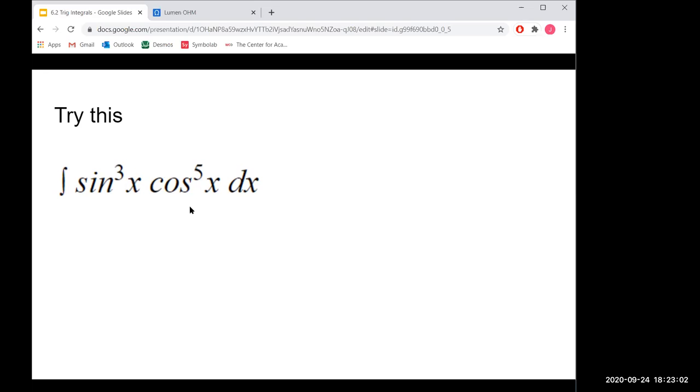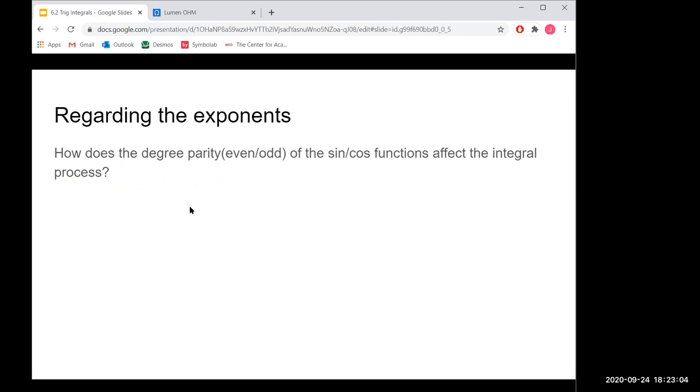Okay, so yeah, this is just what we were talking about. Regarding the exponents, how does the degree parity, so parity means whether something is even or odd, of the cosine and sine functions affect the integral process?